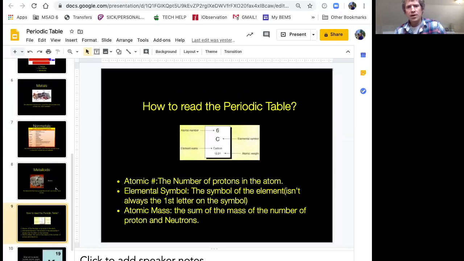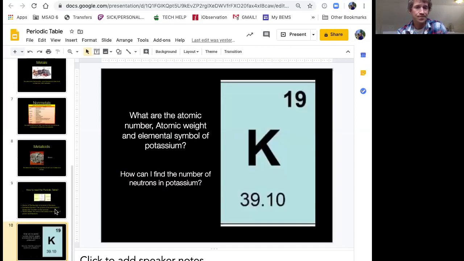We already know how to read a periodic table, but just for review, the atomic number is the number of protons, the letter is the element symbol, the atomic mass is the combination of protons and neutrons and can be used to find the number of neutrons if you subtract the atomic number from the atomic mass. And remember, the atomic number is the number of protons, but the number of protons is also equal to the number of electrons within that element or atom.